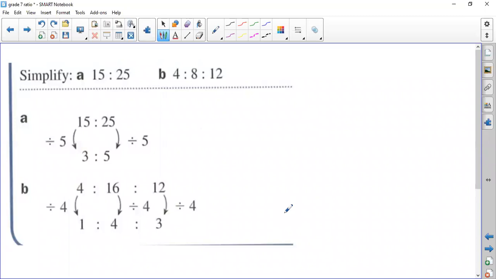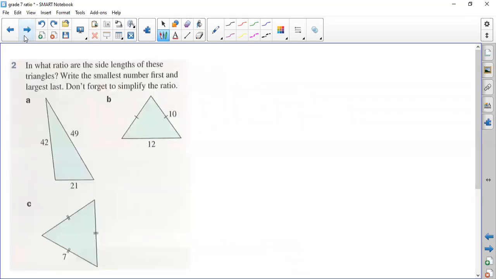In the same way, we can see the second ratio, 4 to 8 to 12. So I have to find the highest common factor of 4, 8, and 12, and the highest common factor is 4. So I will divide each of these numbers by 4. So 4 divided by 4 is 1, 8 divided by 4 is 2, and 12 divided by 4 is 3. So the ratio will be 1 to 2 to 3, okay, for this one. In this way, we can get the ratios.